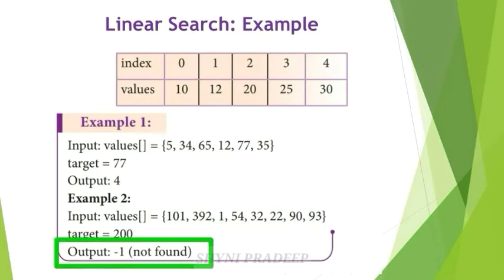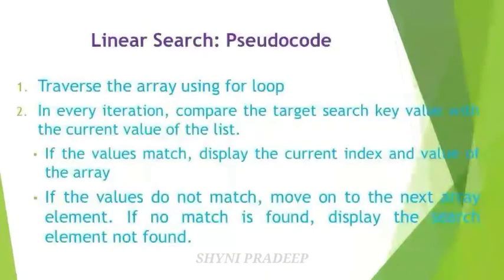This is the output. So here you have two cases. The first case is the element is present. The next case is the element is not present. If the element is present, you have to print the index position of that element in the output. If the element is not present, the program should print element not found in the output. So now let us see the pseudocode for linear search.